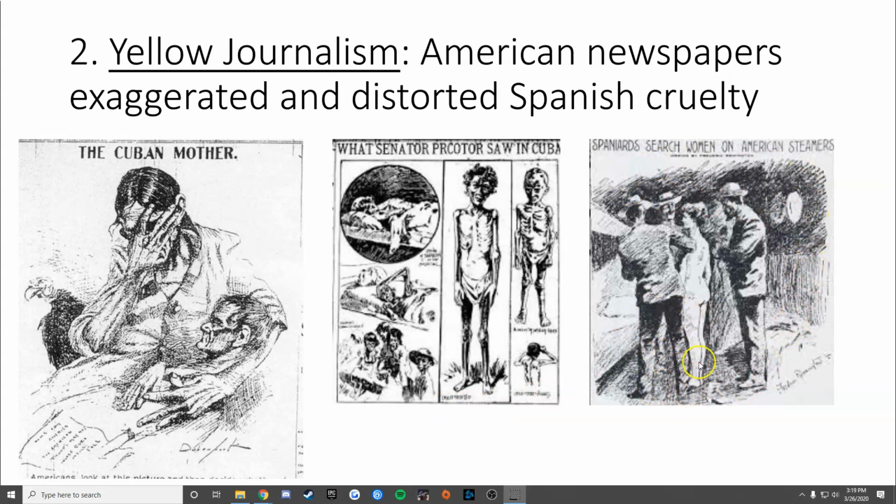And obviously this is exaggerated. They like strip search her here. That's not what happened, but they point this out. Why? Because they sell newspapers. What happened? Americans want to go to war. They look at all these things and say, hey, we need to get down there and we need to help. So the combination of the brutality of the Spanish with the exaggerations of these newspapers lead more and more Americans to think maybe we should get involved in what's going on in Cuba.